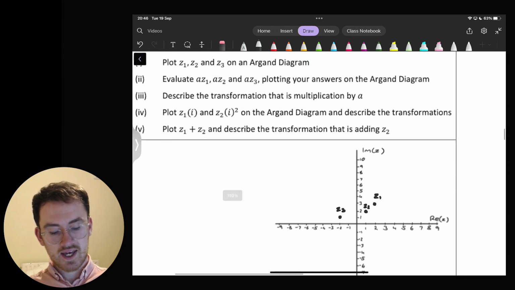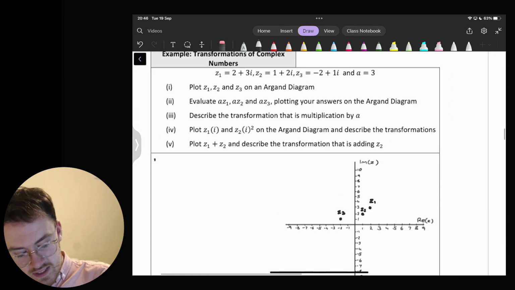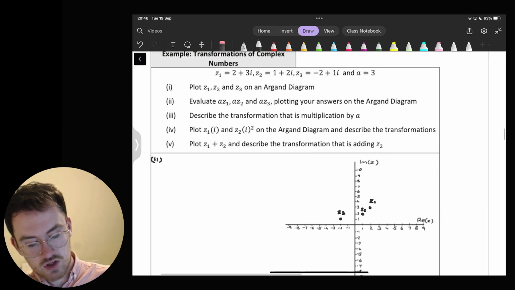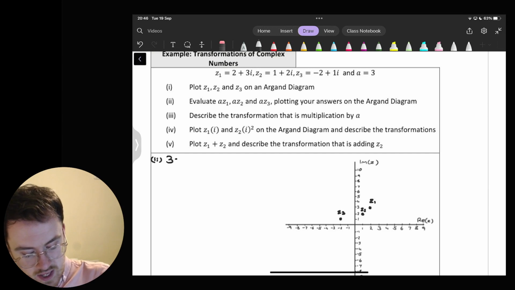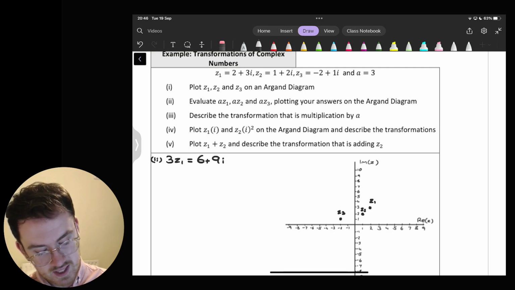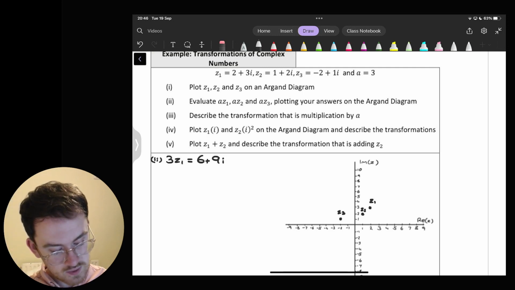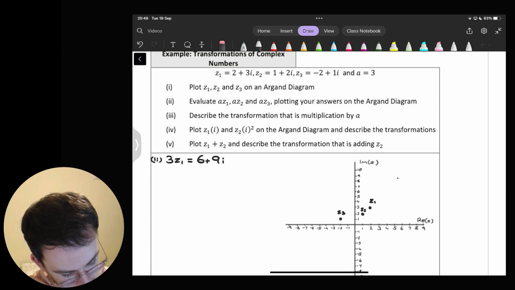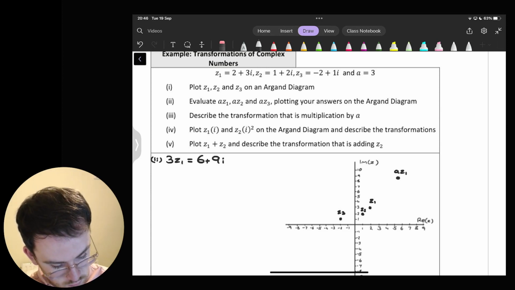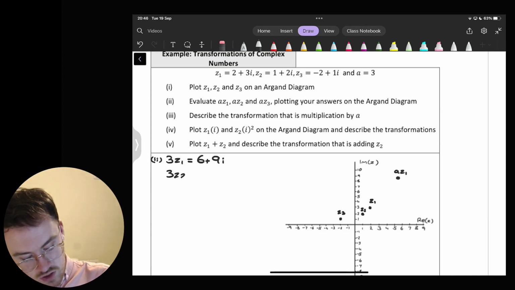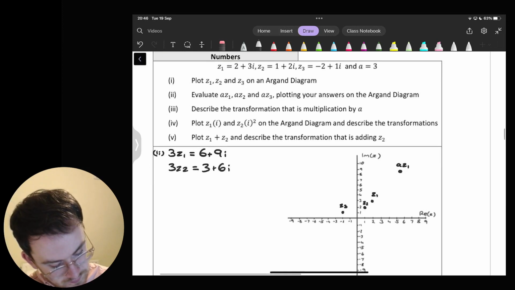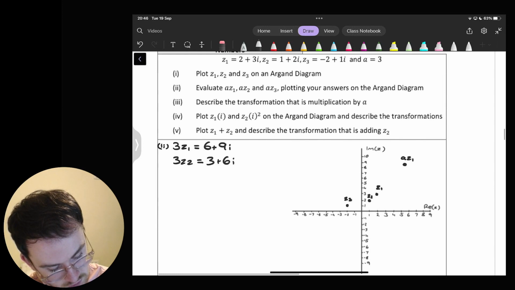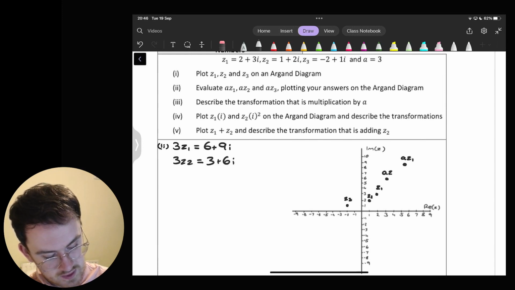Now looking at the next part, we're asked to evaluate AZ1, AZ2, and AZ3. So let's do A. A is 3, so we're multiplying each of our complex numbers by 3. That gives me 6 plus 9i for AZ1. So let's go to that point, and I can plot it here. That's AZ1. I can do AZ2, so multiply across by 3 again, 3 plus 6i. And I can again plot that one for ourselves. And that gives me AZ2.